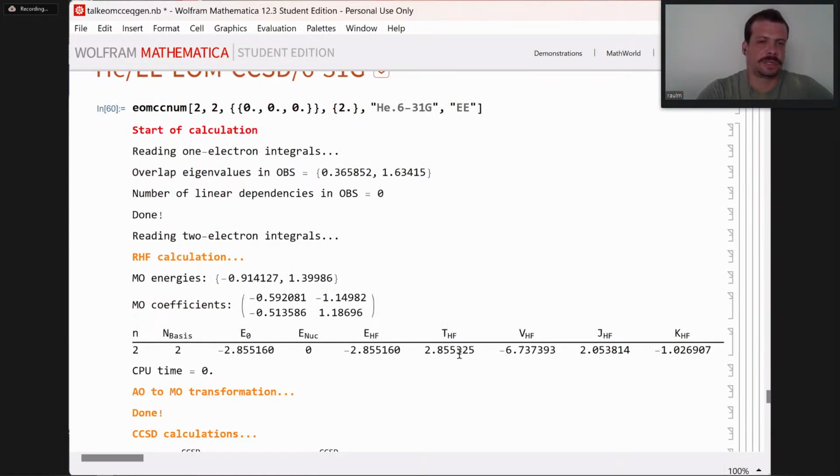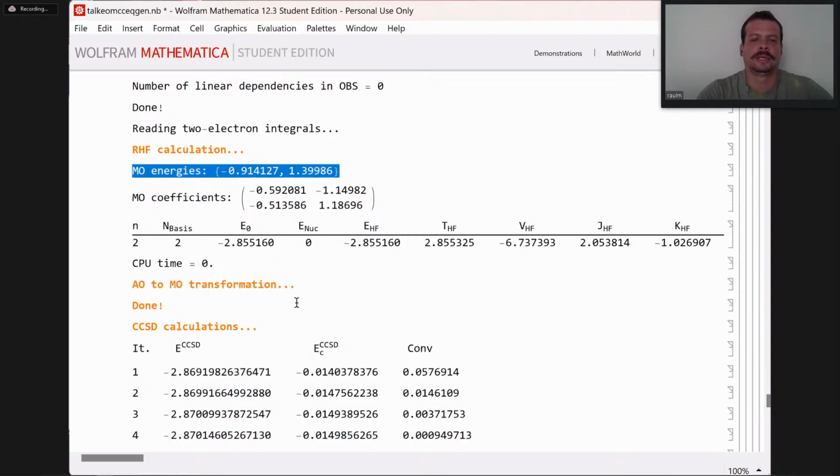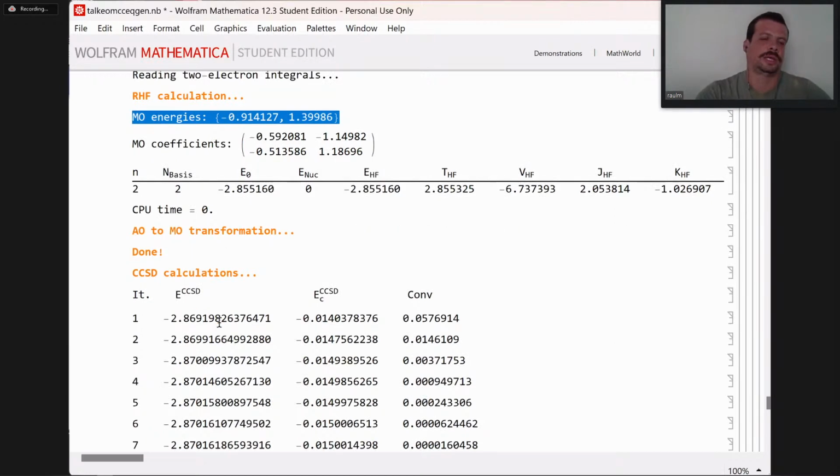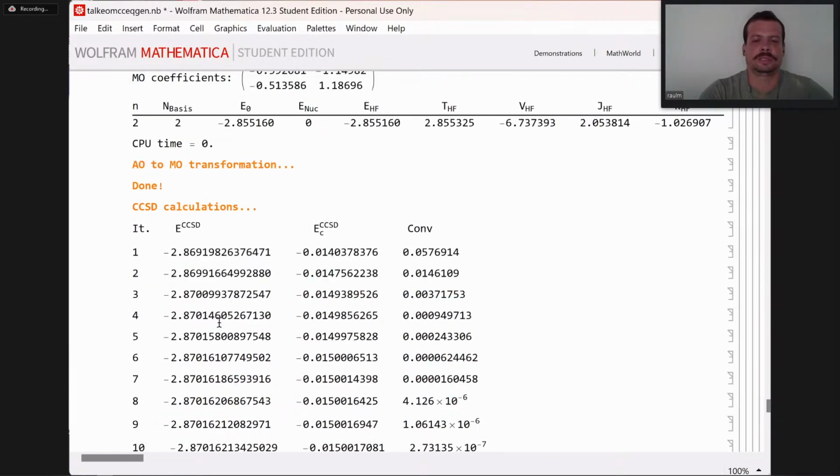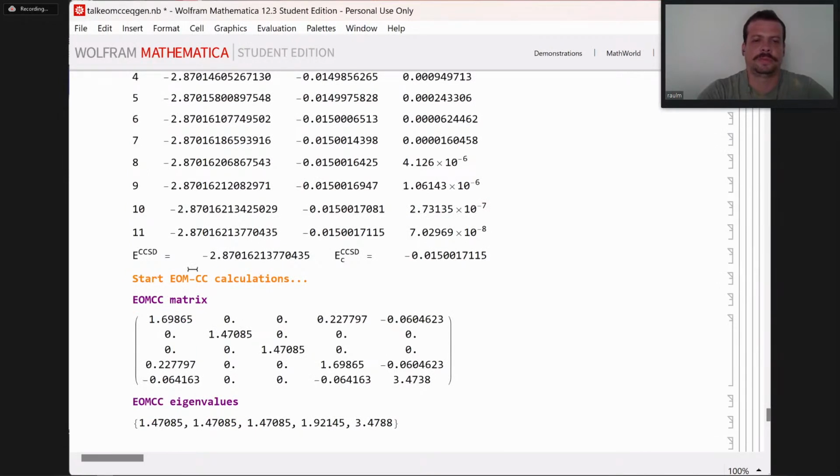So first we obtain the orbital energies. Here we call the molecular orbital energies. Then it's doing the coupled cluster singles and doubles equations. So you can see that it is iterating until it obtains the minimal energy of the ground state. And then it starts with equation of motion coupled cluster. And this is the matrix. I'm just printing it. This example is very small, so I have another example that is bigger. And the eigenvalues that we obtain are the transition energies.